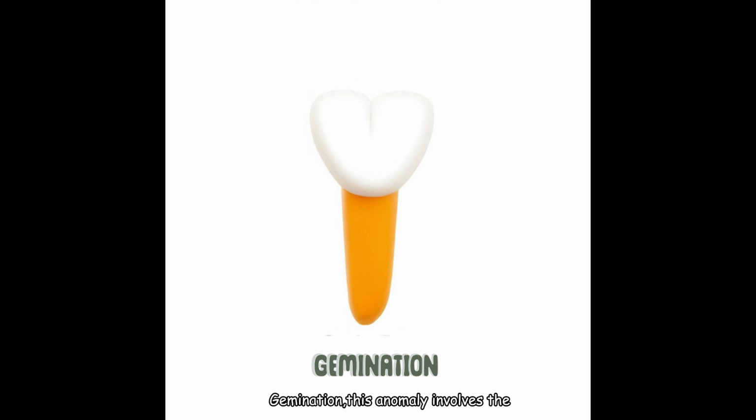Gemination. This anomaly involves the incomplete division of a single tooth germ, resulting in a tooth with a partially divided crown but a single root. The crown often exhibits a characteristic notched appearance. Gemination can affect any tooth but is most commonly seen in the anterior teeth.